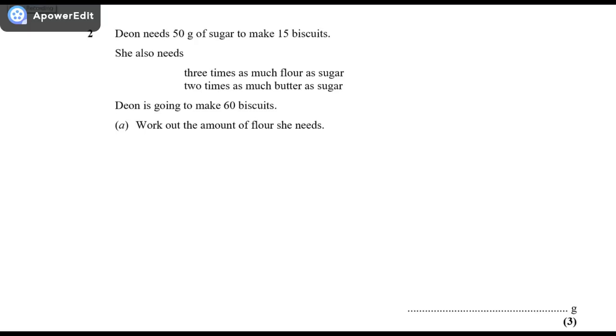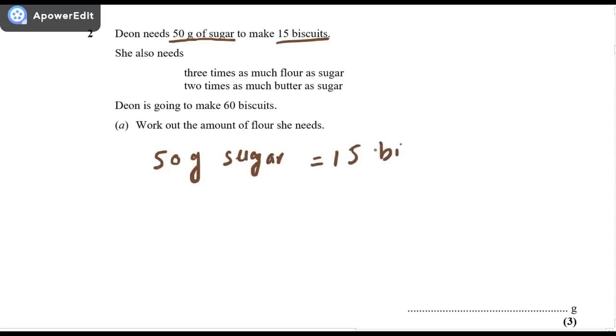Word problem. It needs 50 gram of sugar to make 15 biscuits. Make sure when you get a word problem, you highlight the main points. So 50 gram of sugar to make 15 biscuits. You can write it down here. 50 gram sugar to make 15 biscuits.